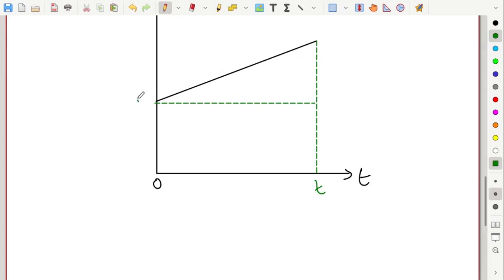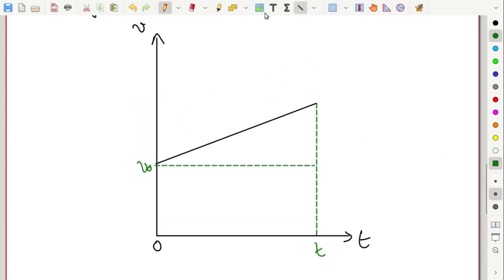So here is some initial velocity v naught, and this point gives some final velocity which we note as v. Okay, so the final velocity is v, the initial velocity is v naught, and the time is 0, and here the time is t. So this velocity is the velocity of the object at time t.